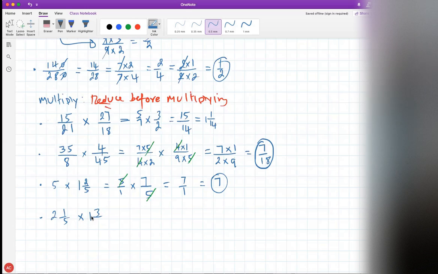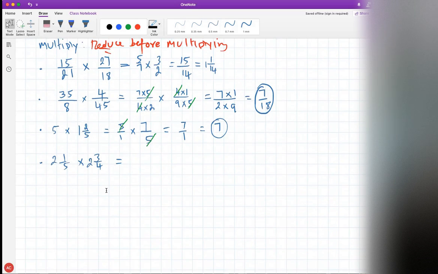Let's see another example here. This time we have two mixed numbers, not just one, two of them. We want to multiply them. So what do we do first? What do we do first to multiply these two mixed numbers? Turn them into fractions. That's right. Mixed numbers, convert them to fractions.